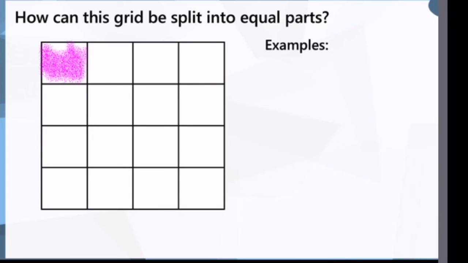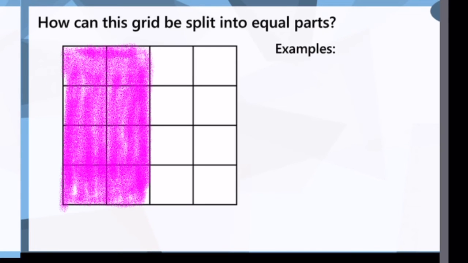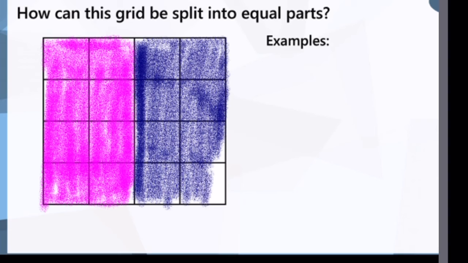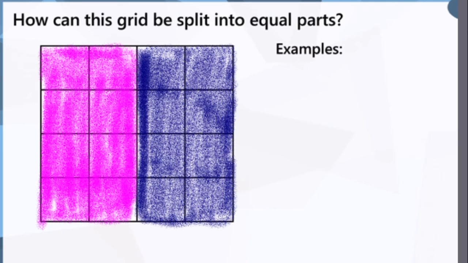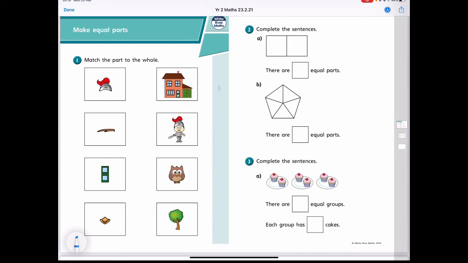I could do something like this. So I'm going to have this half of the grid pink. And then I could have the other half of the grid blue. Does that show equal parts? Yes, because I've got 1, 2, 3, 4, 5, 6, 7, 8 pinks and 1, 2, 3, 4, 5, 6, 7, 8 blues.